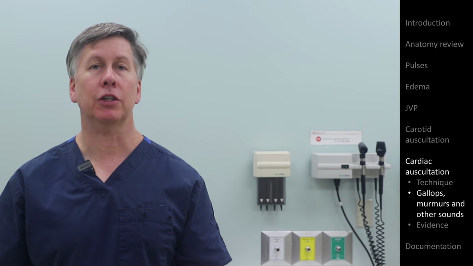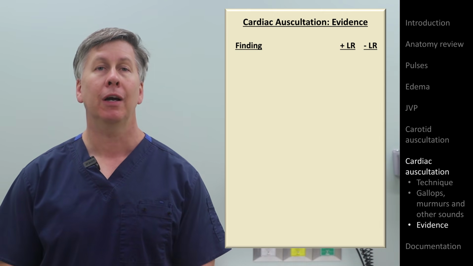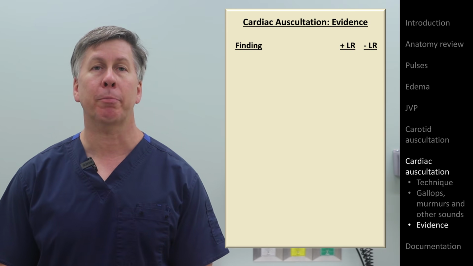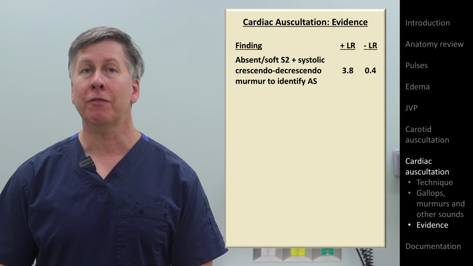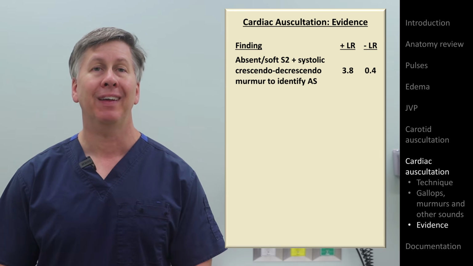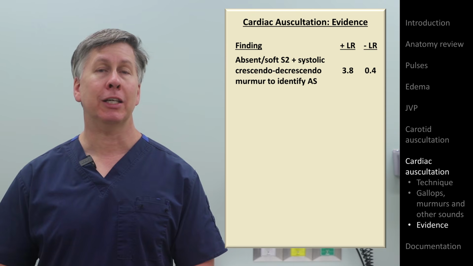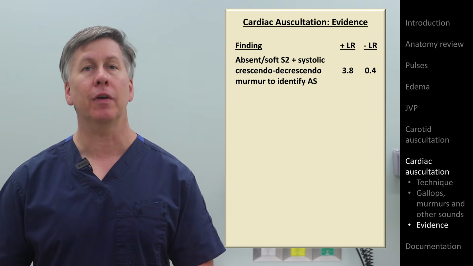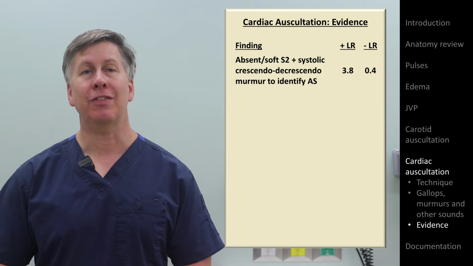As mentioned, if you want a more in-depth discussion of cardiac auscultation, there is a separate video that does an even deeper dive on this. When it comes to the evidence behind cardiac auscultation, I'm only going to focus on a couple of key findings to remember, but there are many more in the literature. An absent or soft S2 in a patient who concurrently has a systolic crescendo-decrescendo murmur increases the likelihood of aortic stenosis. Although it's frequently taught and is my personal experience that a loud S2 is suggestive of pulmonary hypertension, this has not yet been shown in the literature.